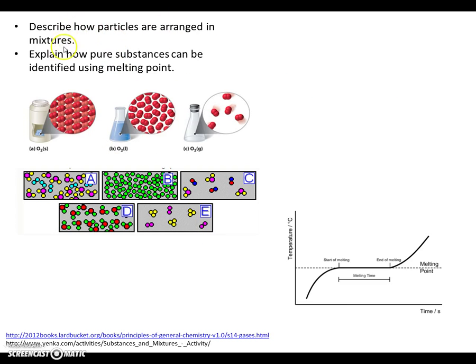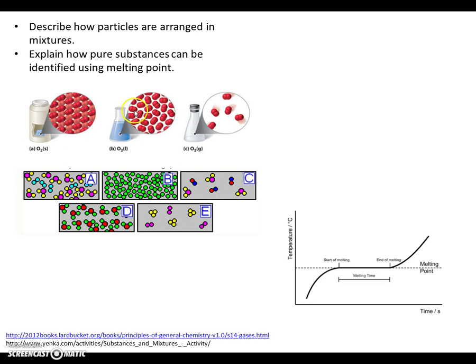So describe how particles are arranged in mixtures. You'll remember your particle diagrams from Year 7 chemistry. In solids, all the particles are arranged neatly in a crystalline formation, so all lined up, very few gaps between them, and all the particles butt up against each other, so no movement by those particles.